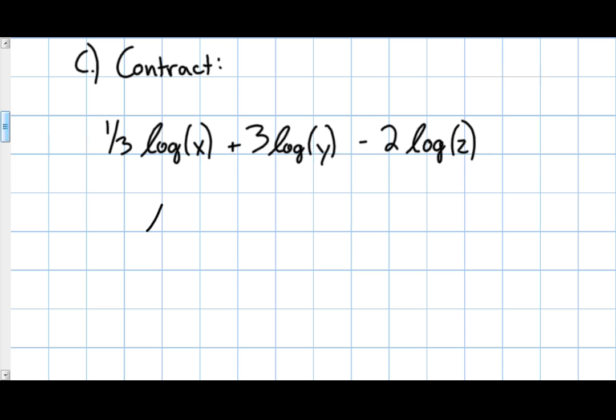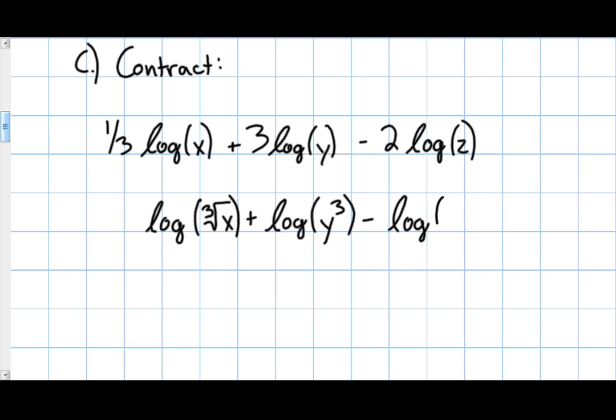So this is going to give me log of, now x to the 1/3 is the same as the cubed root of x, plus log of y cubed minus log of z squared. So all I did is I took what's out in front and I put it back up in as an exponent.